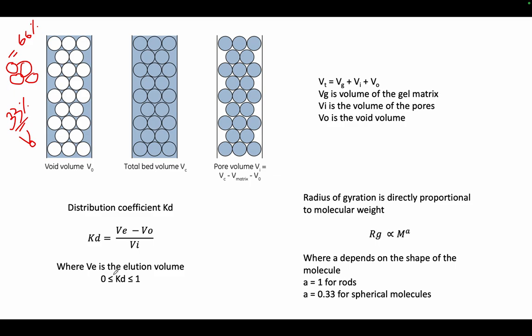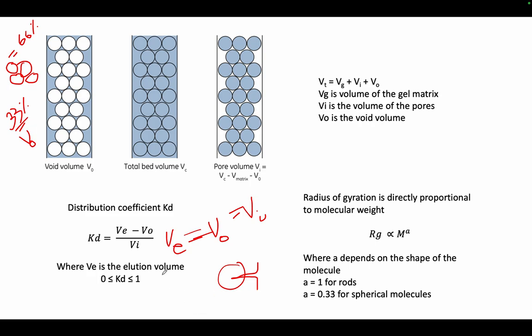If KD is 0, then the sample is not going inside the pore at all. That means that VE is equal to V0. The sample is not entering the pore at all; it is directly coming out in the void volume. When KD is 1, that means that VE minus V0 is equal to the volume of the pore, so the sample is fully entering the pore and coming out. So it is the smallest possible molecule that can come out of the column.